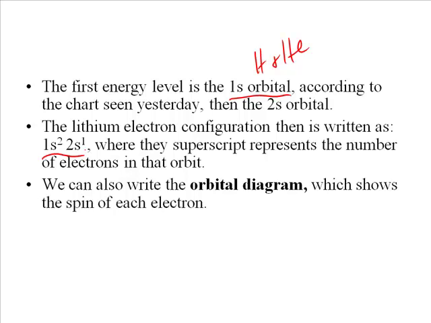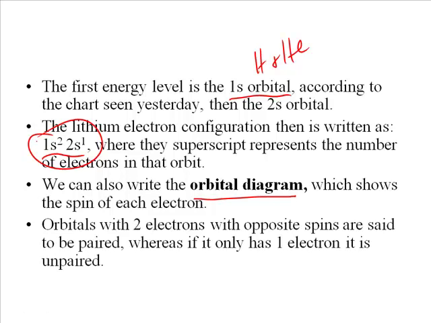Okay, another way we can write that is what's called the orbital diagram. So this here is the electron configuration. And the orbital diagram is the same thing, but instead of just writing 1s2, we write the 1s below it, and then we show 1 electron spinning positively, 1 electron spinning negatively. And then for 2s, 1 positively, and that's it, because there's only 1 electron in the 2s.